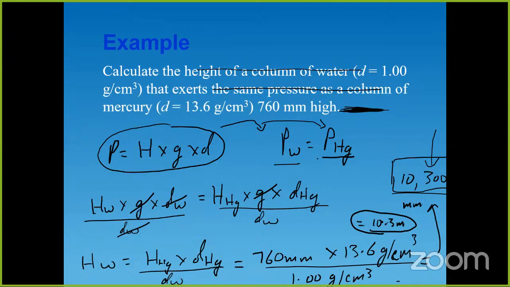So that's the reason why water is not the liquid of choice when it comes to a barometer or a manometer. It's pretty much because of the high density of mercury, right? Why mercury is the liquid of choice when it comes to a manometer. So this is basically the reason why we use mercury and not something much cheaper, all right?